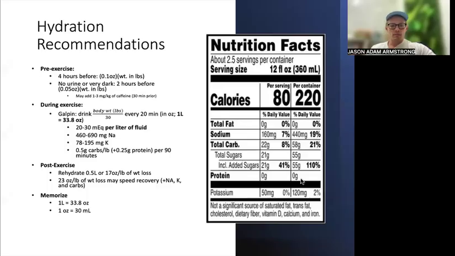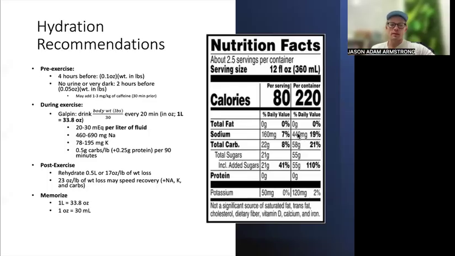Okay. This is Gatorade, by the way. So this is just a nutrition facts label. And you're looking at 12 fluid ounces, right? We now know that 33.8 ounces is a liter. So this is about 30 ounces. So we're just going to assume we're at about a liter.